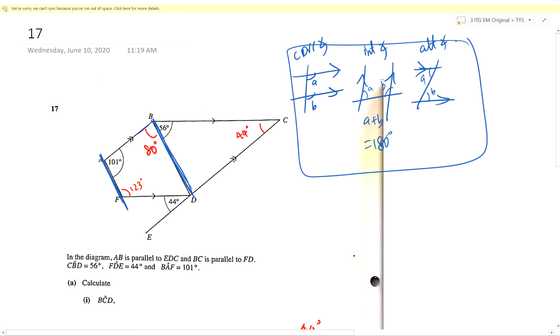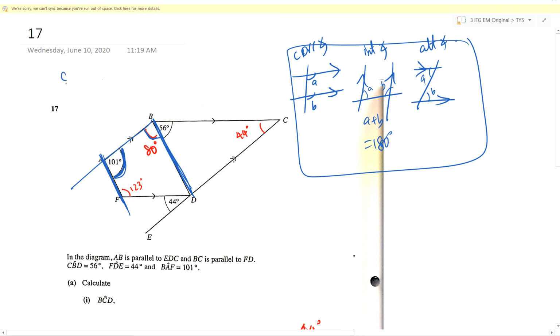I see interior angles over here, 101 and 80. Right? We see the letter U over here. It's kind of upside down. Now, if I add 101 to 80, what do I get? 181. Is that 180? Since it is not 180, what do you conclude about the two lines? They're not parallel. That is how we use this.